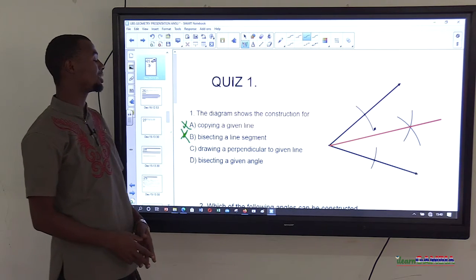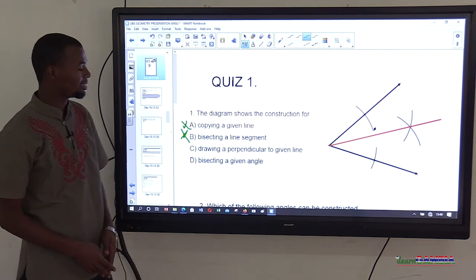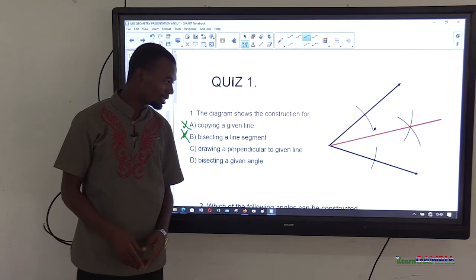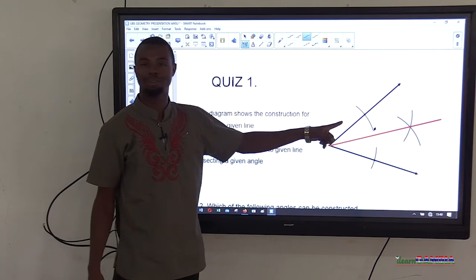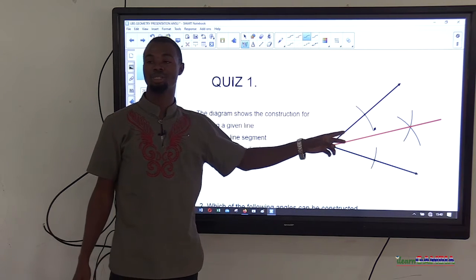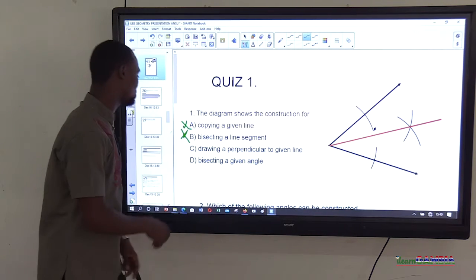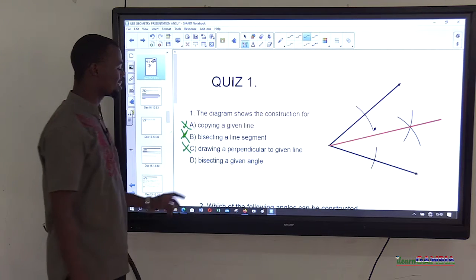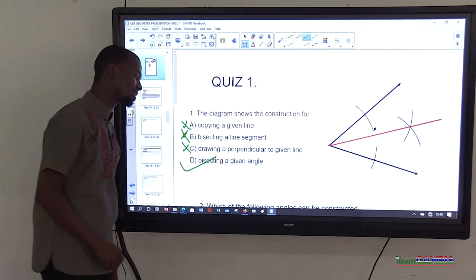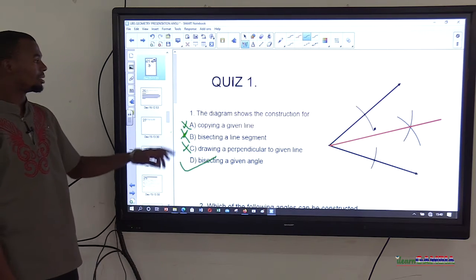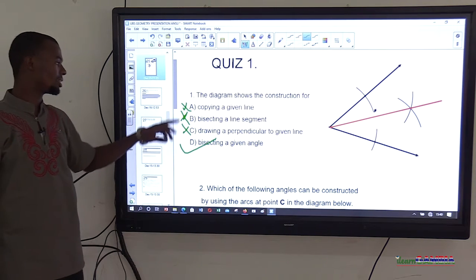Drawing a perpendicular to a given line. When we are to draw a perpendicular to a given line, we also need to draw arcs different from these ones. So this is also making it incorrect. So the answer is bisecting a given angle. Our right answer is bisecting a given angle.